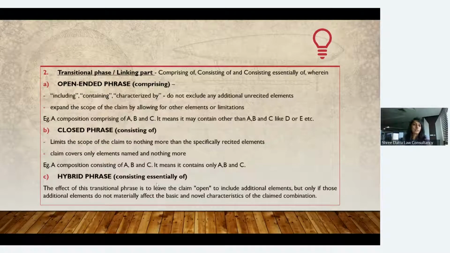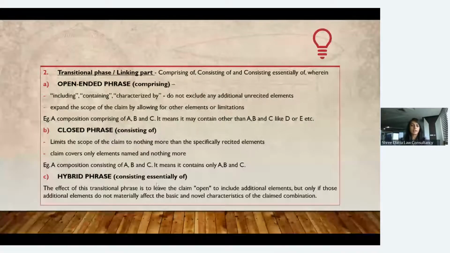Then second is the transition phrase or the linking part, that may be consisting essentially of, or the varying. So in the open-ended phrase, I have told that is comprising of, that may be including, containing, characterizing, that may also be used as comprising, but generally we are using comprising of. Then it does not exclude any additional unrecited elements. It expands the scope of the claims by allowing the other elements or limiters.